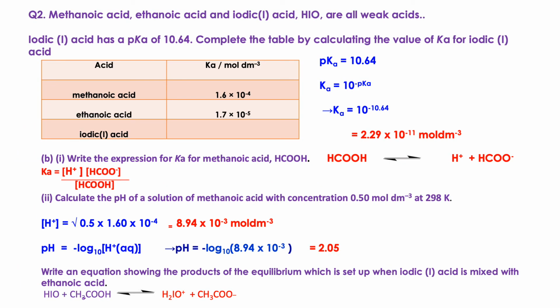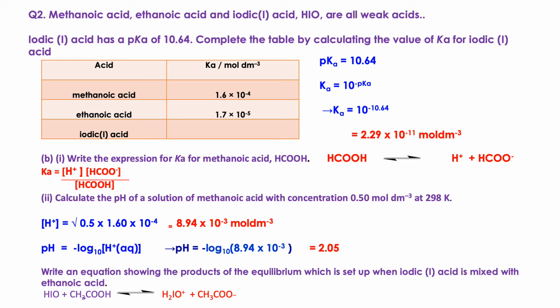Question 2. Methanoic acid, ethanoic acid, and iodic acid, HIO3, are all weak acids. Iodic acid has a pKa of 10.64. Complete the table by calculating the value of Ka for iodic acid. pKa given is 10.64. Using the formula Ka is equal to 10 to the power minus pKa, substituting the value of pKa in the formula, we get Ka is equal to 2.29 into 10 to the power minus 11 moles per decimeter cube.